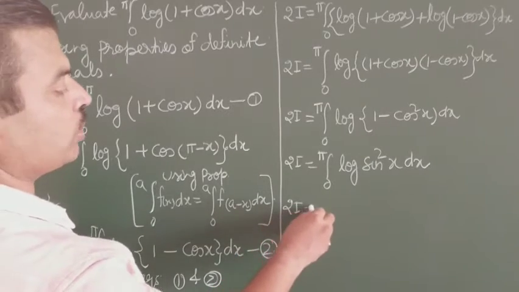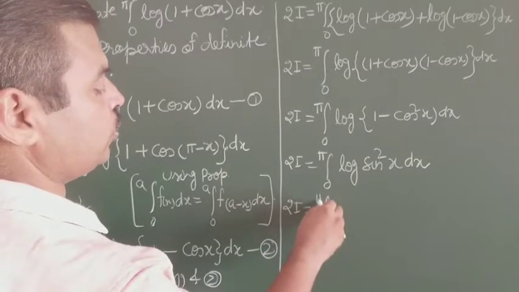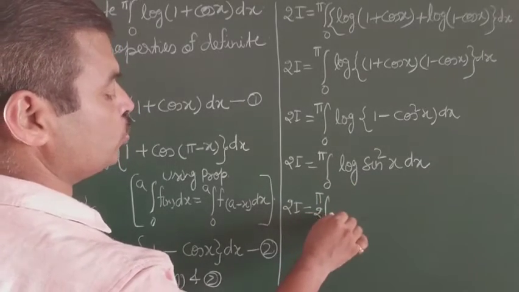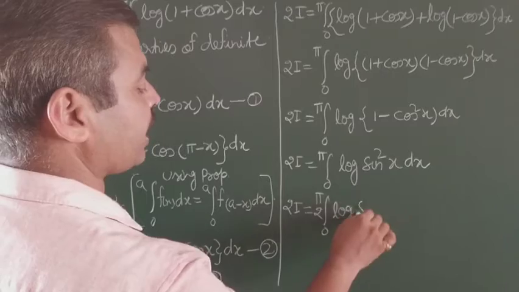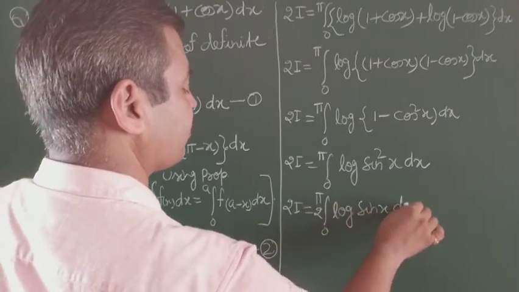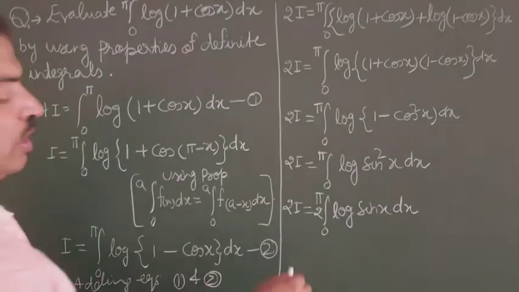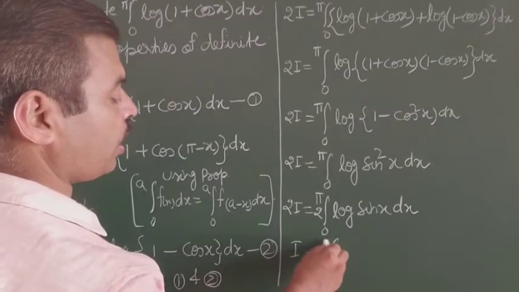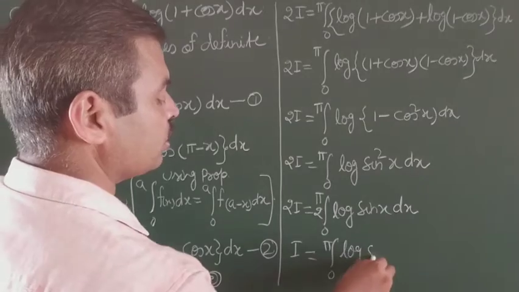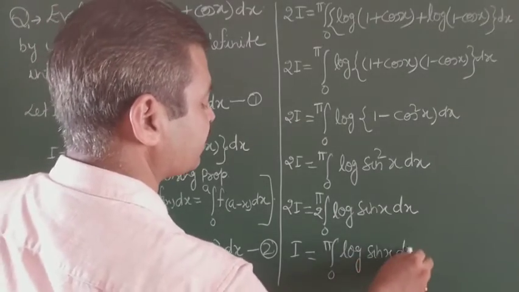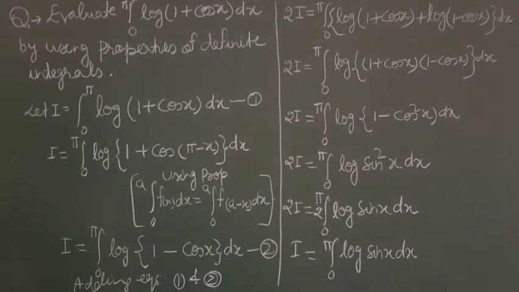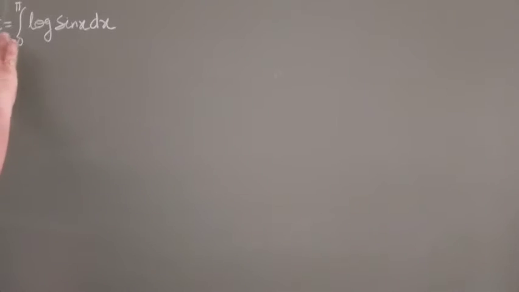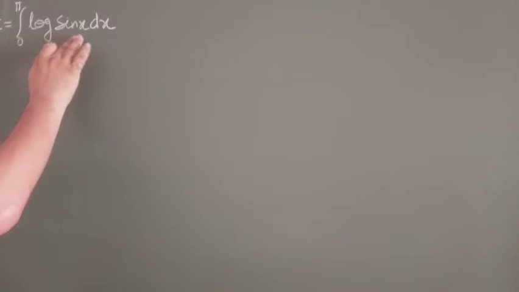So 2I equals the integral from 0 to pi of 2 log sin x. 2 outside, log sin x dx. 2 cancels, so I equals the integral from 0 to pi of log sin x dx. Correct, students?